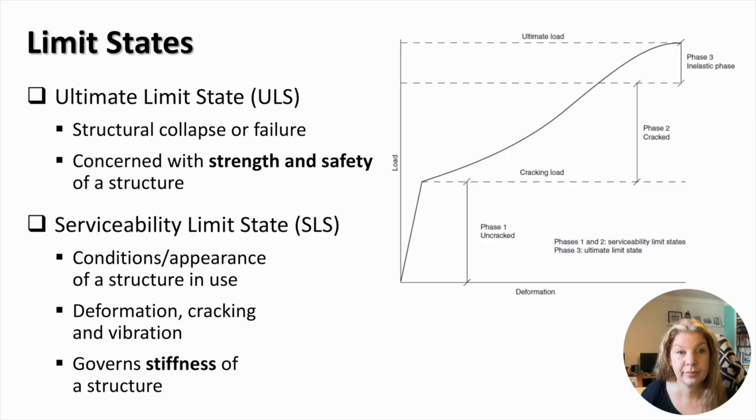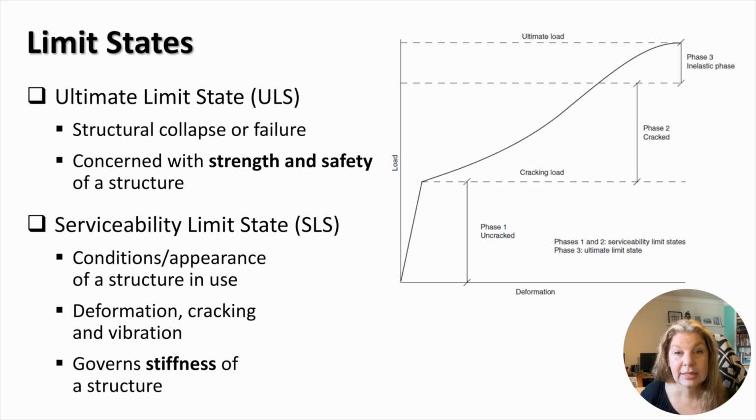In this series of lectures, we will consider two limit states: the ultimate limit state, or ULS, and the serviceability limit state, or SLS. The ultimate limit state deals with strength and safety of a structure and aims to prevent its failure or collapse. The serviceability limit state is concerned with the condition and appearance of a structure and governs its stiffness. It aims to prevent excessive deformation, cracking and vibration.